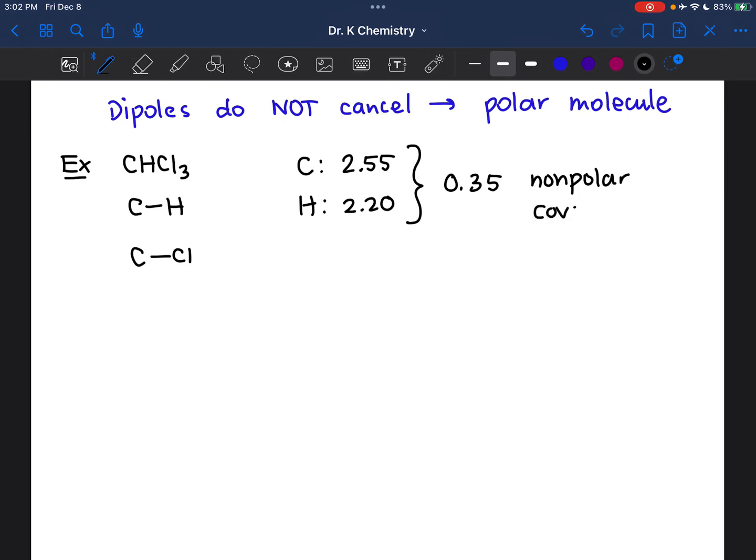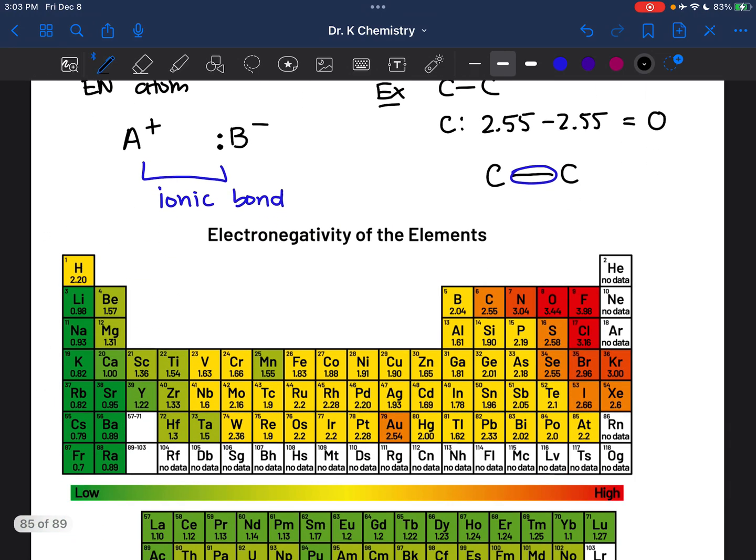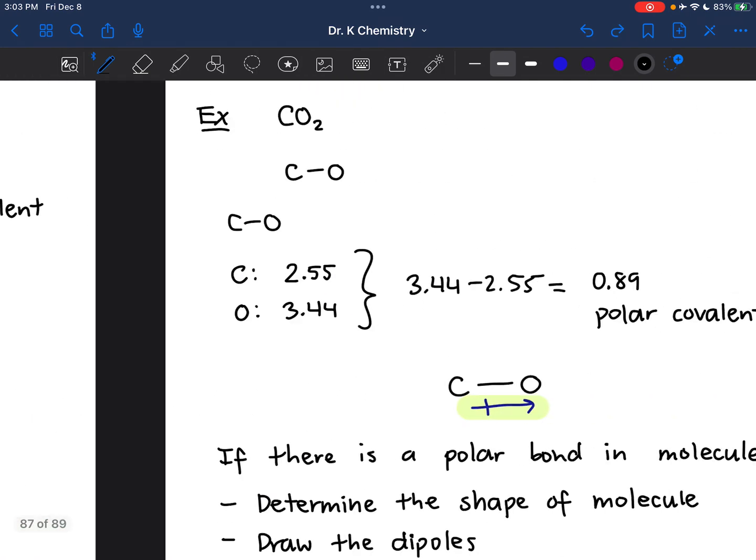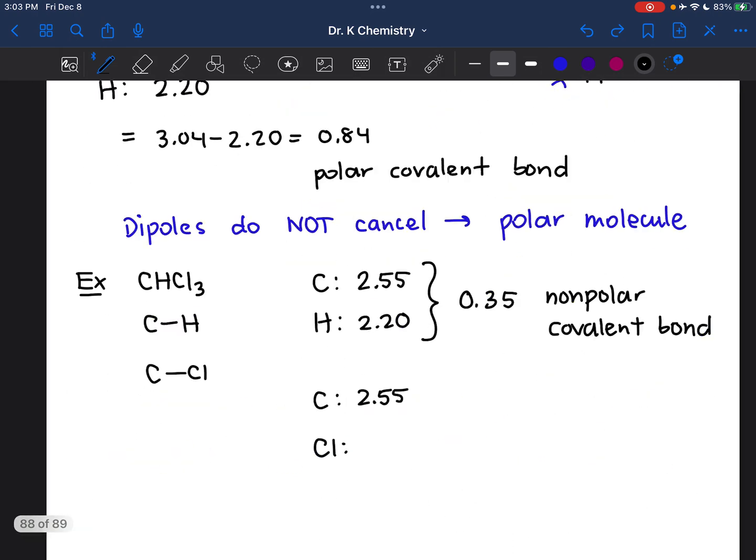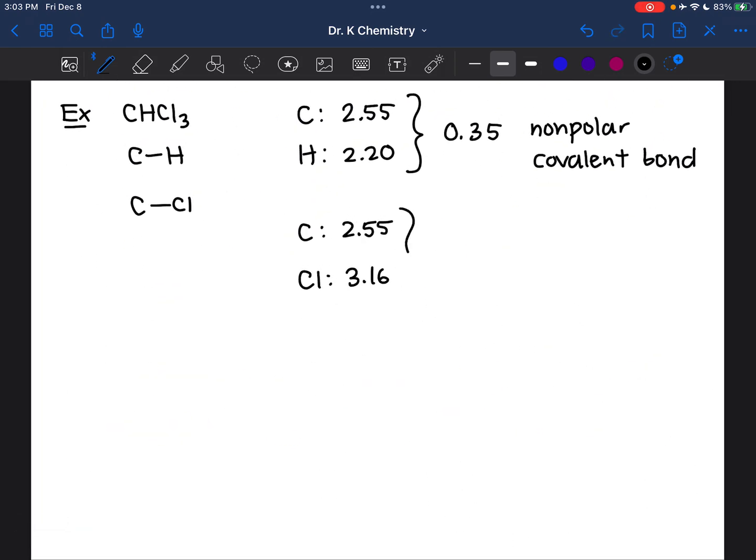So that is a nonpolar covalent bond, which means right now it looks like that could potentially be a nonpolar molecule, but we have to check. We have to check the other bond that is present here. So we'll take a look at the electronegativity of chlorine. That is 3.16. Okay. And I'm going to subtract those two values. And that is giving me a value of 0.61. That is a polar covalent bond. And as soon as you have a polar bond, you have the potential to have a polar molecule.